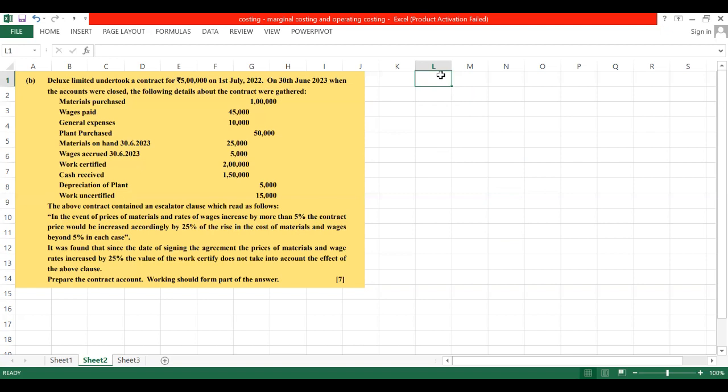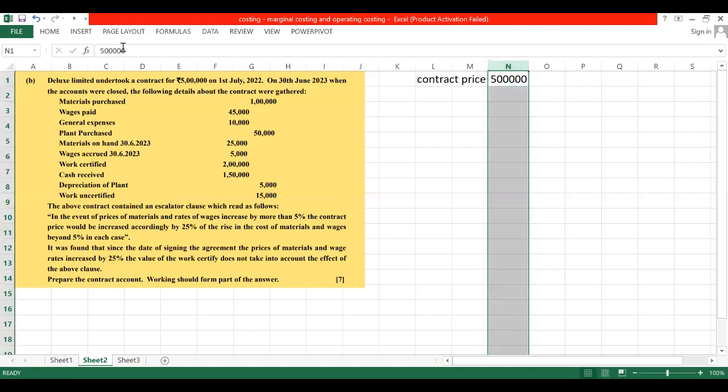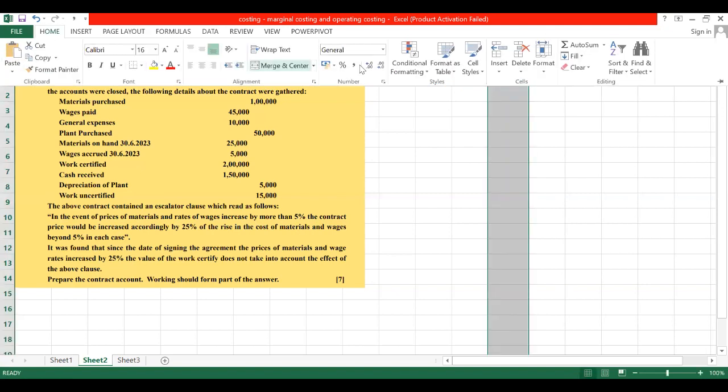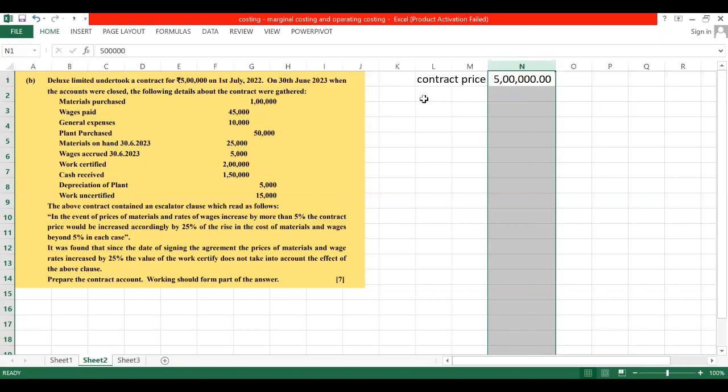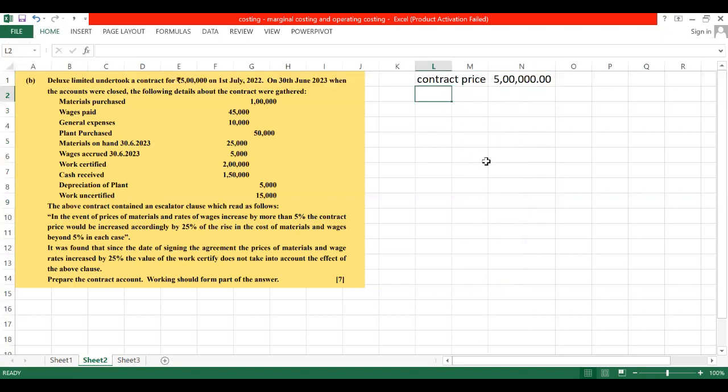We'll see one proper exam-centric question on this escalation clause, and see how to prepare a contract account also. This question begins with a contract price being given. The contract price is 5 lakh. We have material, wages, and all the details required to prepare a contract account. And then we come to the most important part, which is the escalation clause.